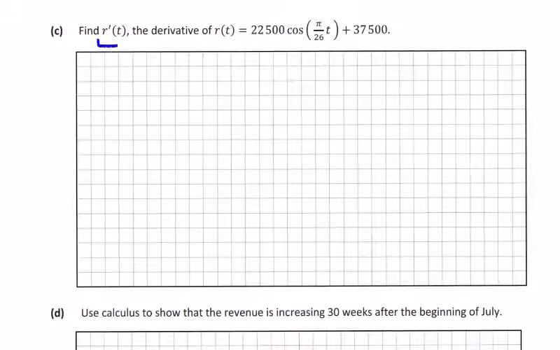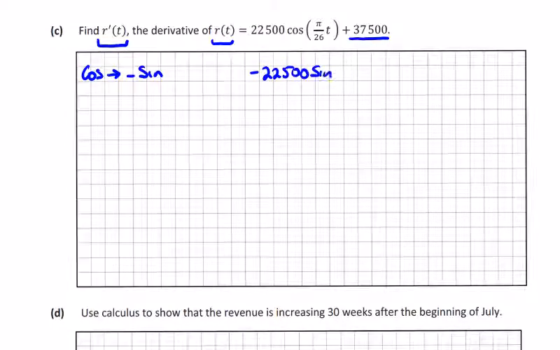Part C, we're asked to find R prime of T, the derivative of R of T. So cos, go to your tables if you don't memorize these, goes to minus sine. This differentiates to 0, so we're going to get minus 22,500 sine pi t over 26. And we're differentiating with respect to t, so we'd have to multiply by the differentiated angle. So if it was 5t, it would become 5, so whatever's in front of t, which is pi over 26, multiplying by pi over 26 outside the angle.